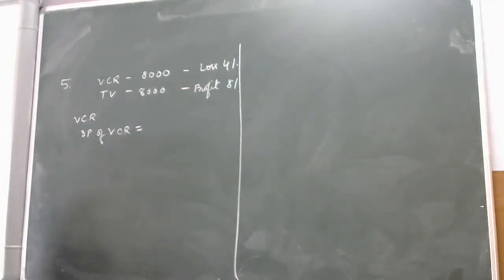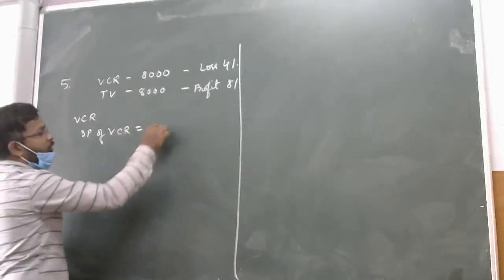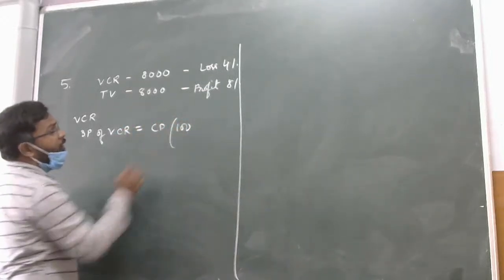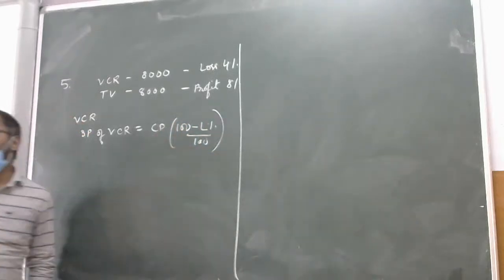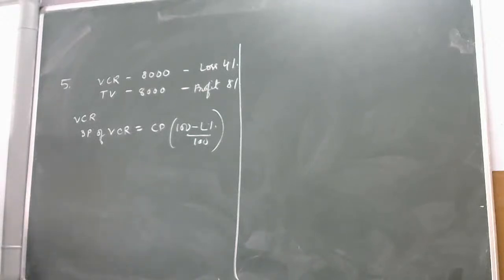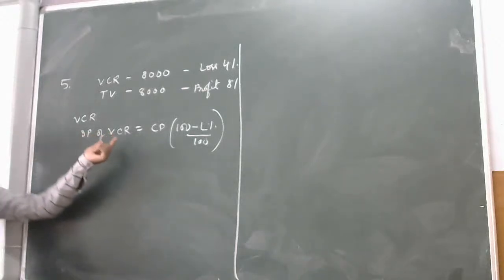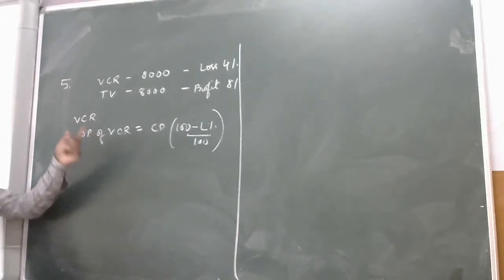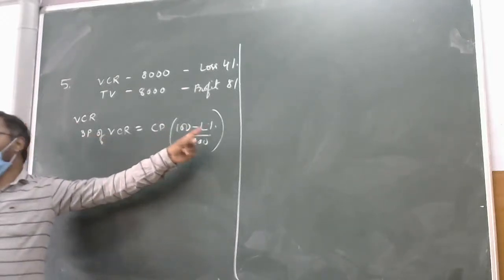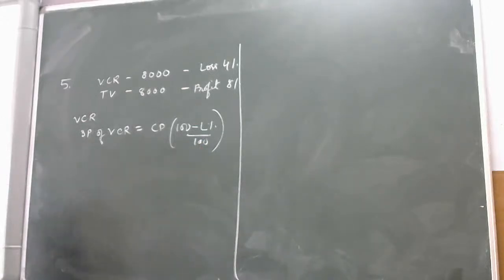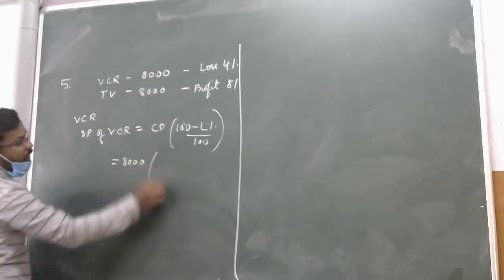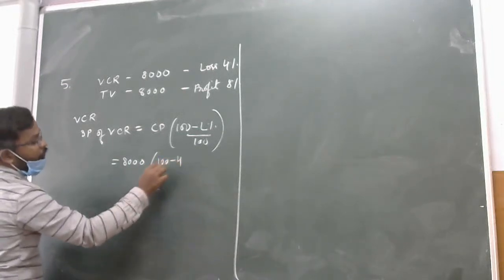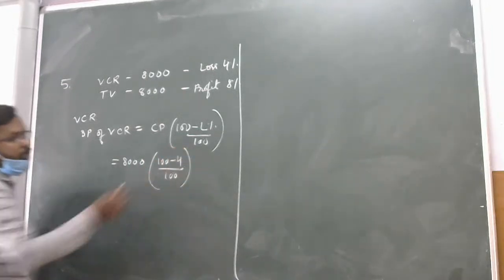Sir, selling price equals CP into 100 minus loss percent, divided by 100. In the last class I told you that whether it is a profit or loss, we always have a formula for selling price. If you have profit, then plus profit percentage will come, and if we have a loss, we will have minus loss percent. So the CP of VCR is 8,000 into 100 minus 4, all divided by 100.